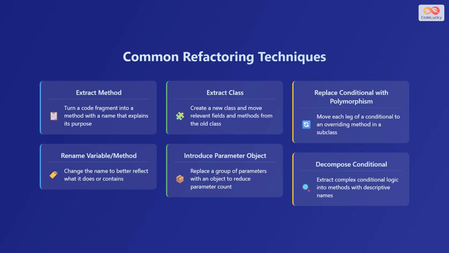Here are some common refactoring techniques. Extract method is turning a code fragment into a method with a name that explains its purpose. Rename variable or method is changing the name to better reflect what it does or contains. Extract class is creating a new class and moving relevant fields and methods from the old class. Introduce parameter object is replacing a group of parameters with an object to reduce parameter count. Replace conditional with polymorphism is moving each leg of a conditional to an overriding method in a subclass. Decompose conditional is extracting complex conditional logic into methods with descriptive names.